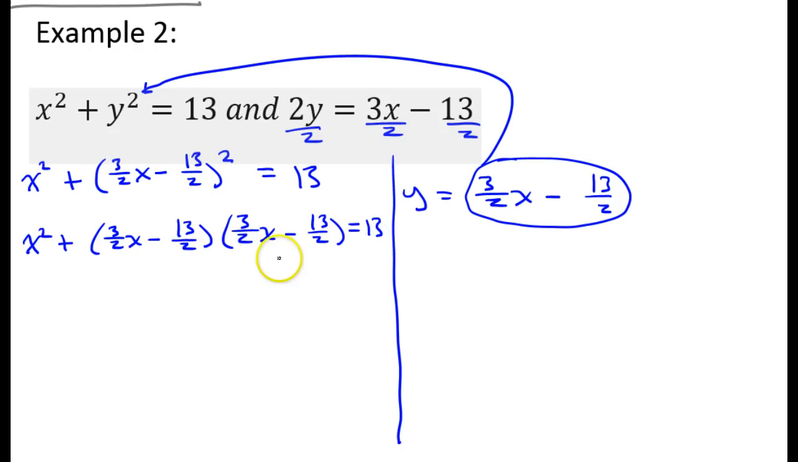This is looking pretty ugly, but I'm going to stick with it and see if this is doable even though it is ugly. So I'm just foiling this. If I multiply these two together, I'm going to get 9 over 4 x squared. I'm just doing 3 times 3 and 2 times 2, so that's 9 over 4.